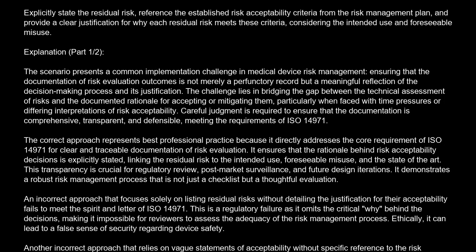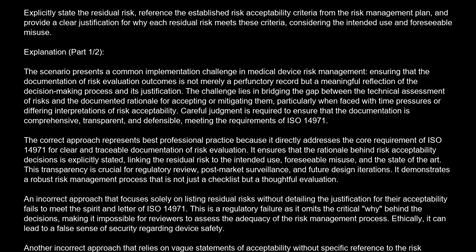The correct answer is B. Explicitly state the residual risk, reference the established risk acceptability criteria from the risk management plan, and provide a clear justification for why each residual risk meets these criteria, considering the intended use and foreseeable misuse.